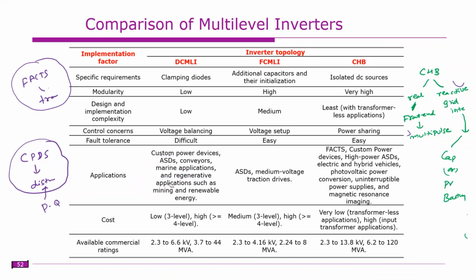Okay, so come to this CHB. CHB is especially suitable for FACTS. Okay, so why is it FACTS? In case of FACTS, it is connected to the transmission lines, right? So on transmission lines, the voltage rating is very high. So therefore, the CHB is a suitable choice. So this is also used for custom power devices, and high power adjustable speed drives.